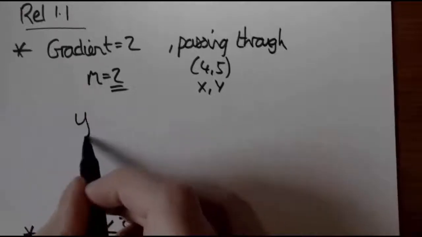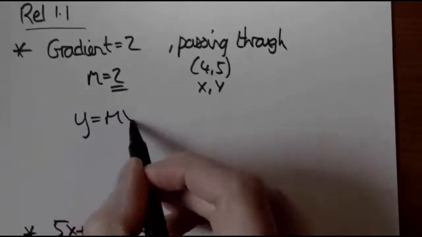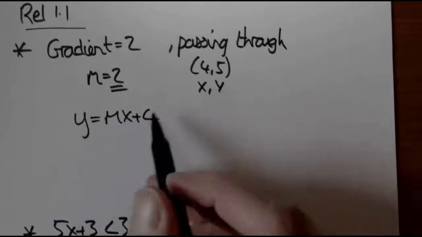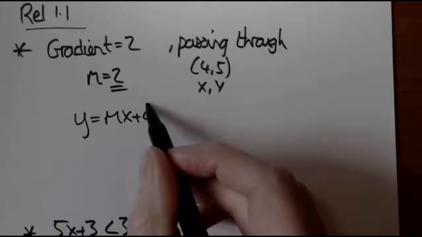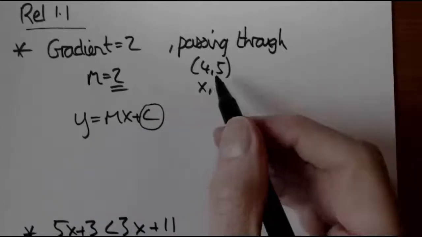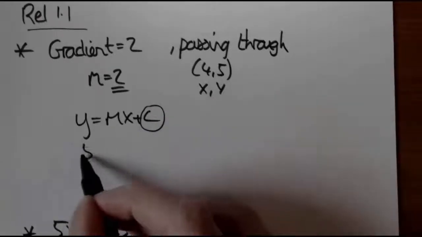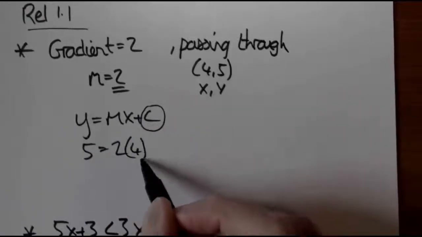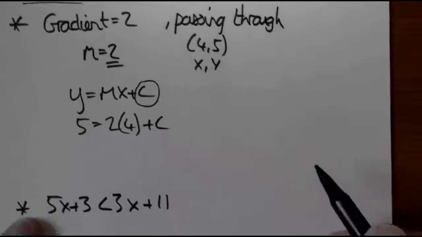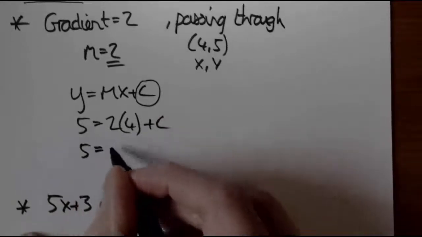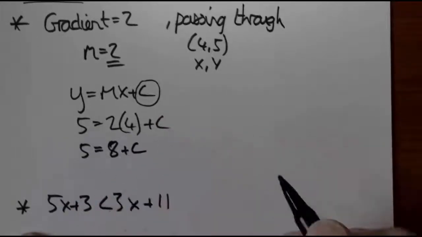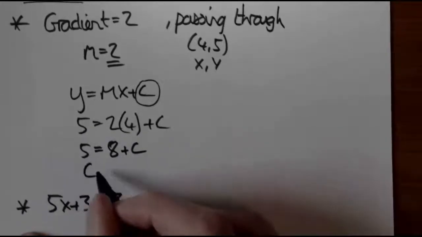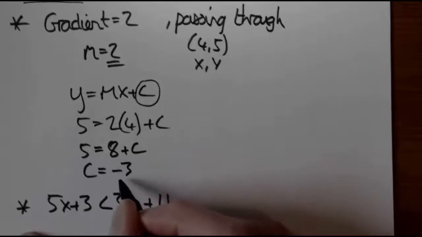So what we've got is the equation y equals mx plus c. We have to try and find c first of all. So what we can do is substitute these values in. We know y is 5, we know m is 2, we know x is 4, plus c. So let's say 5 equals 8 plus c. We'll subtract 8 from this side, subtract 8 from this side, so c equals minus 3.